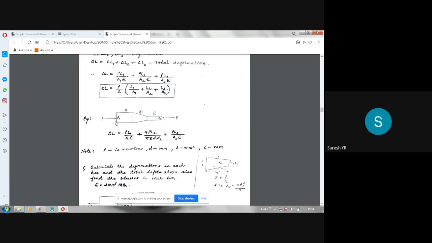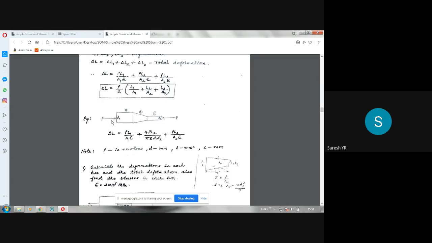So once you know the values, you can just substitute and simplify. So please be careful whether they give uniform bars together or uniform bar combined with tapering bar. We have to add the deformations due to all the three.